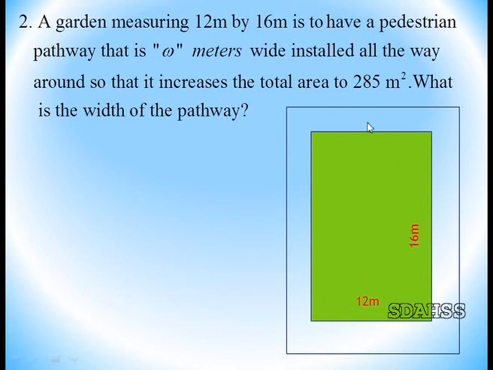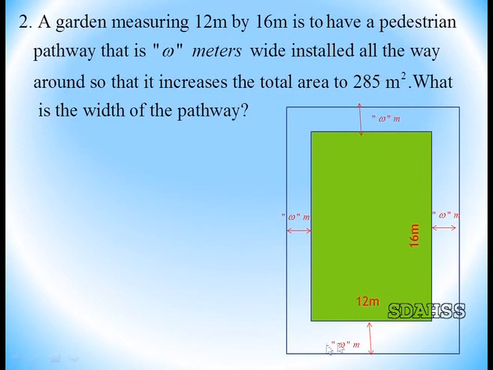Its width is W meter. Width of the pedestrian pathway is W meter. So that it increases the total area to 285 meter square. So area of the outer rectangle be 285 meter square.